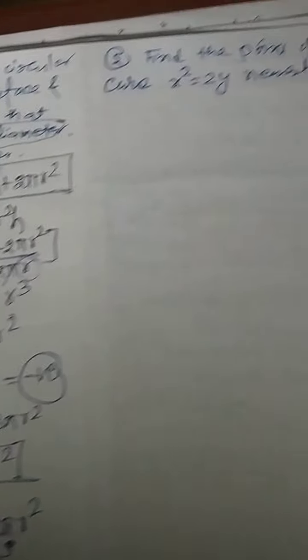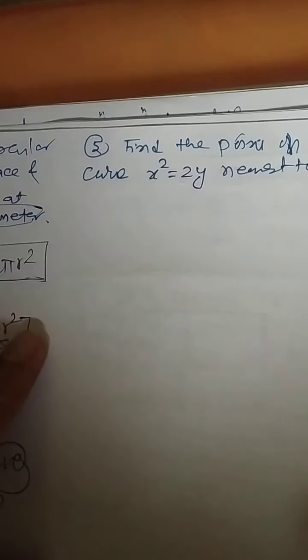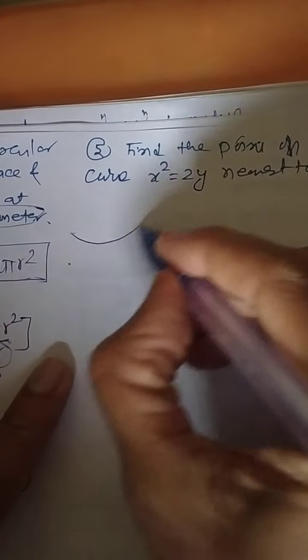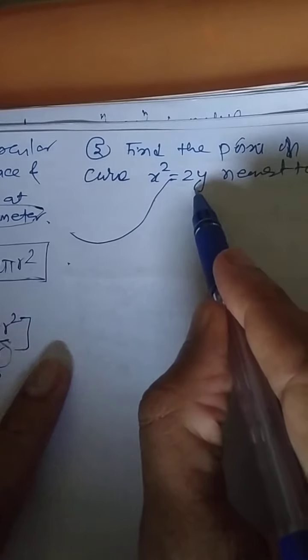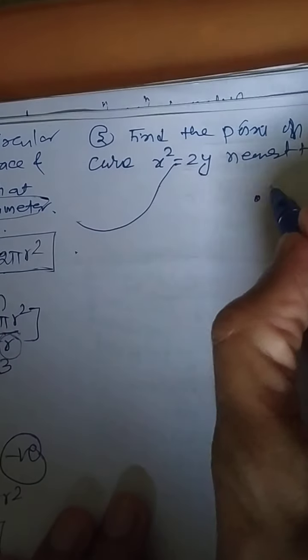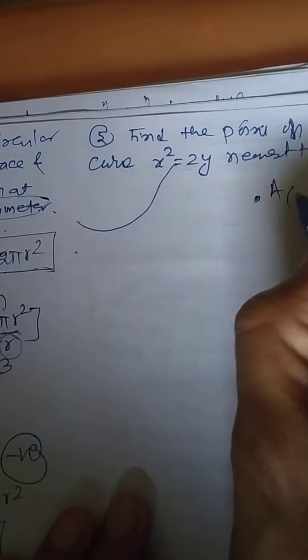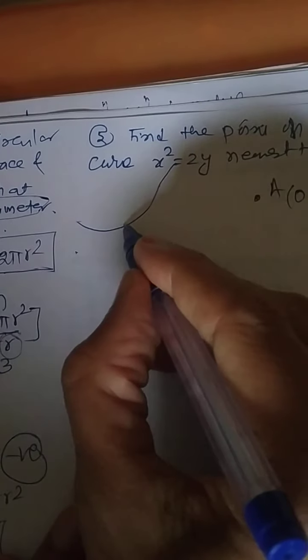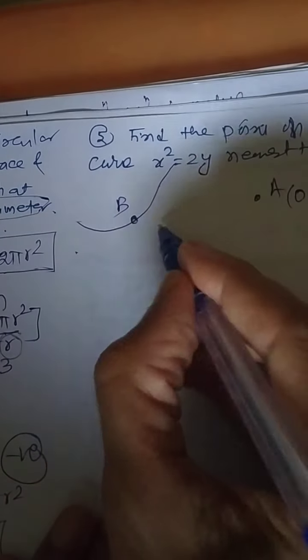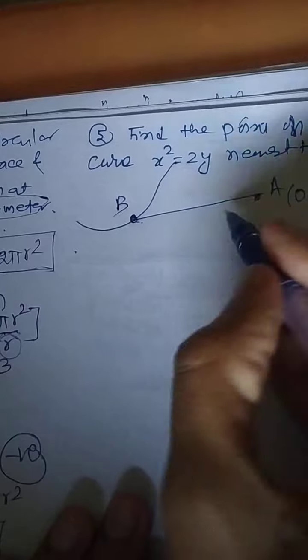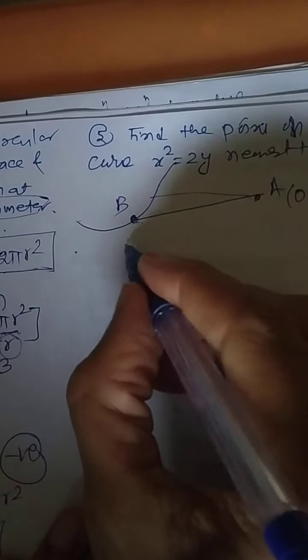One last question we'll do and then we'll stop. Find the point on the curve. This is a curve given: x square will be equal to 2y, which is nearest to the point A (0, 5). That means there is somewhere a point B. These two are the nearest distance among all the distances. That is what I want to show.